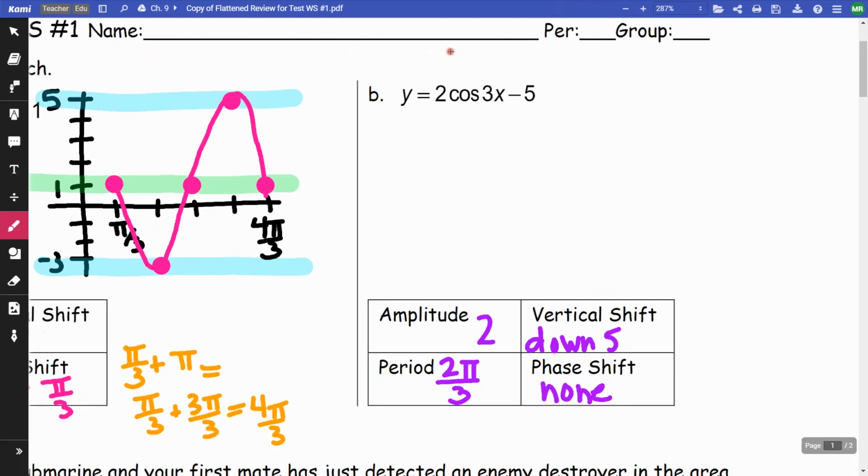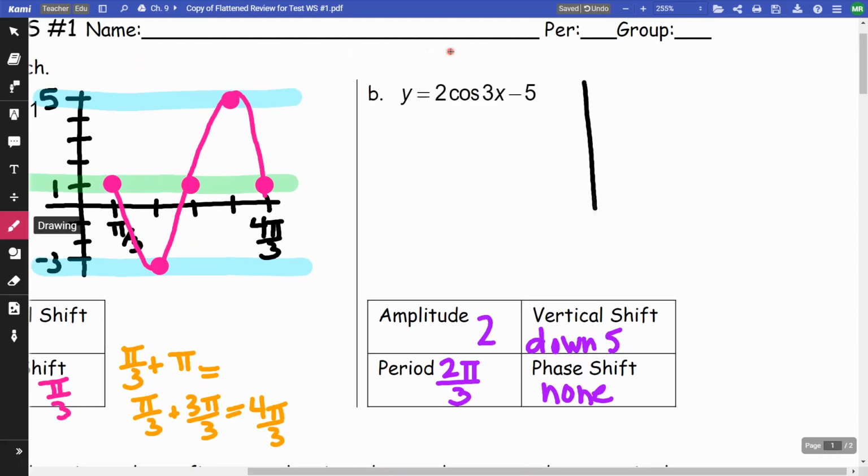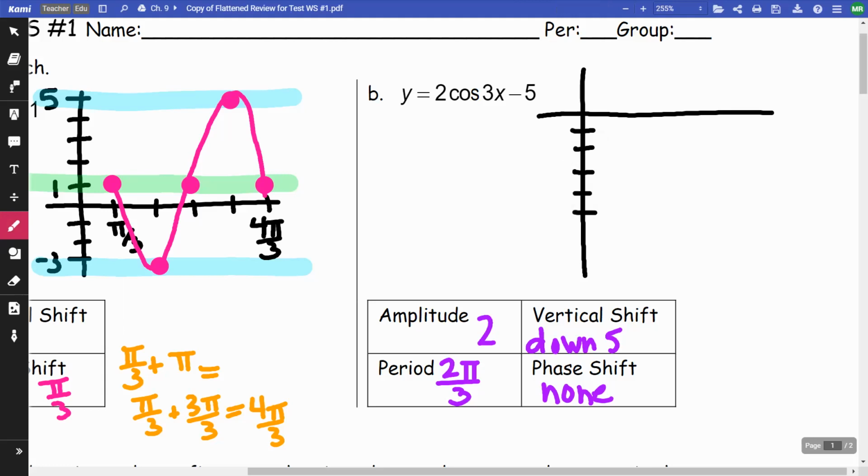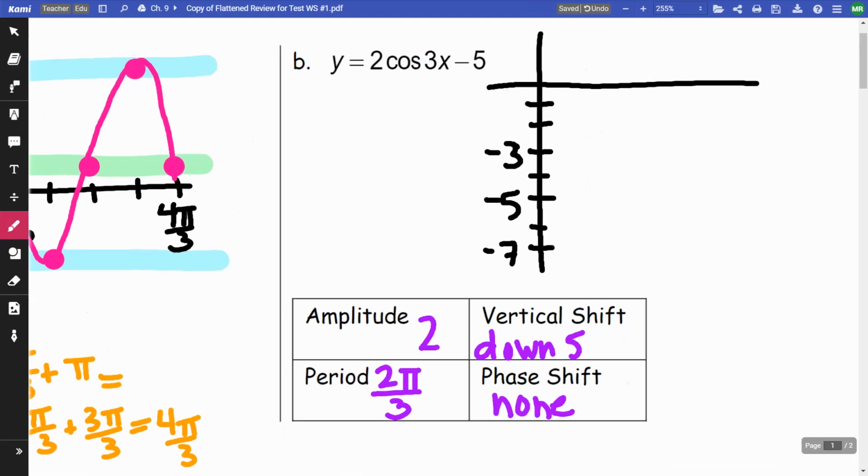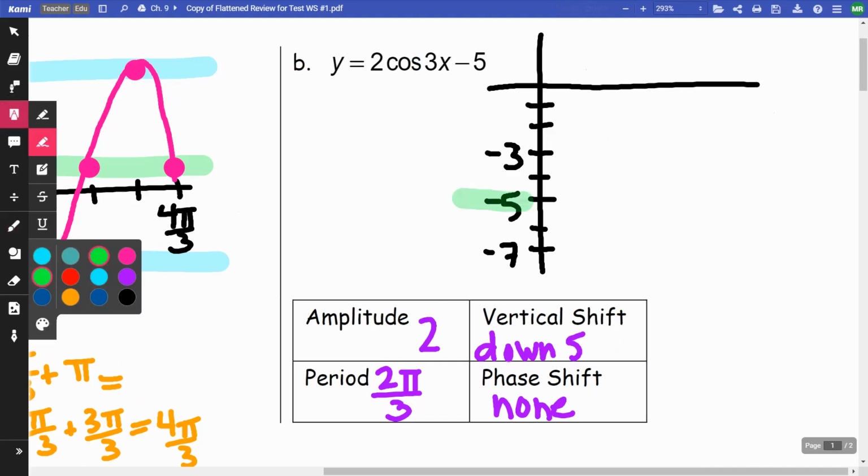Okay, we're going to start at 0. So for this, I am going to need to start down at -5. So, oops, get my black again. So I need to go down to -5. 1, 2, 3, 4, 5. I'm going to go 2 beyond that, which is going to be -7, and 2 above that, which is -3, because of my amplitude. So let me just zoom in a little. So again, this is my vertical shift, shifted down 5. My high is going to be 2 above that at -3 and 2 below that at -7.